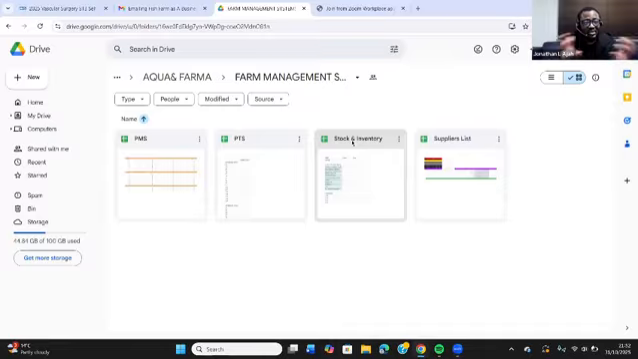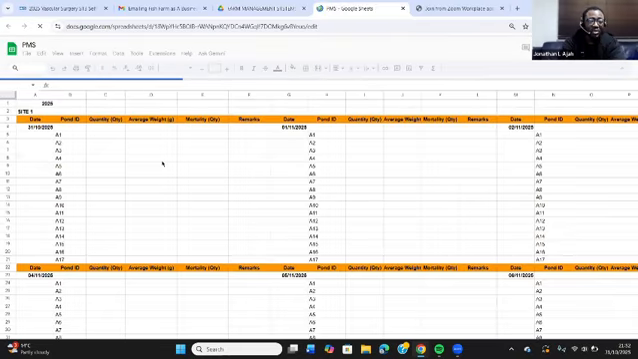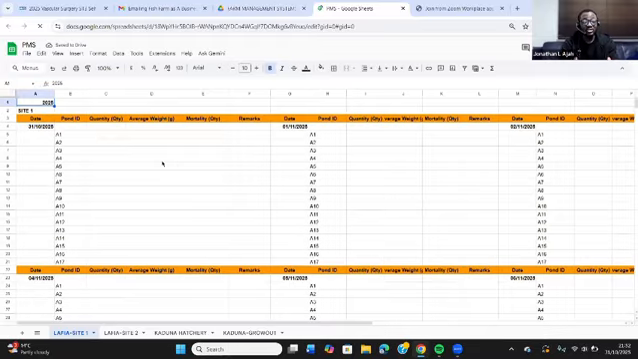Under this part, the key records in the farm in terms of breeding and growing out catfish are the pond management system, which is called PMS, the production timetable system, which is called PTS, stock and inventory, and the suppliers list. So let's quickly have a look at the pond management system. We have a very simple system across all of our farms.